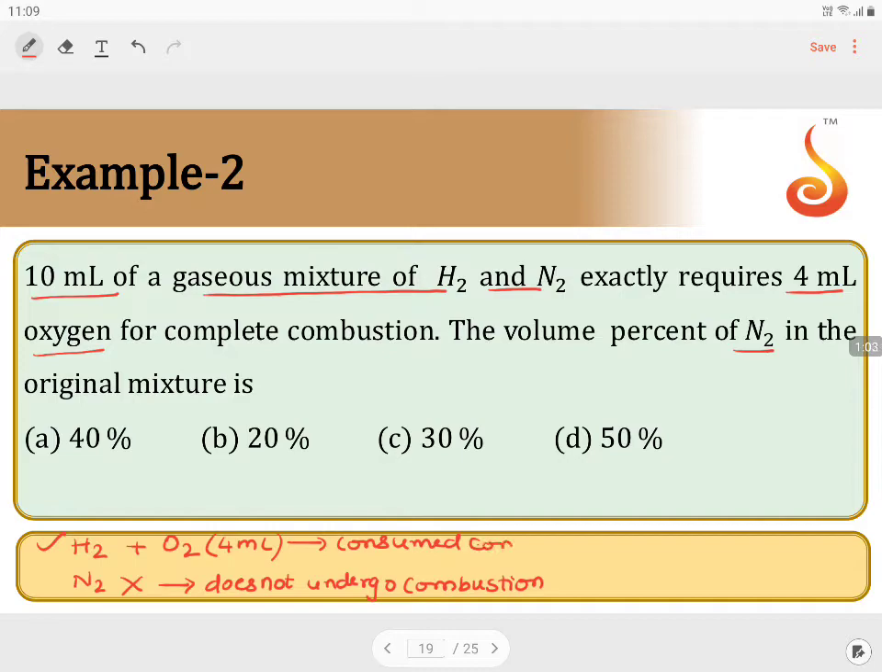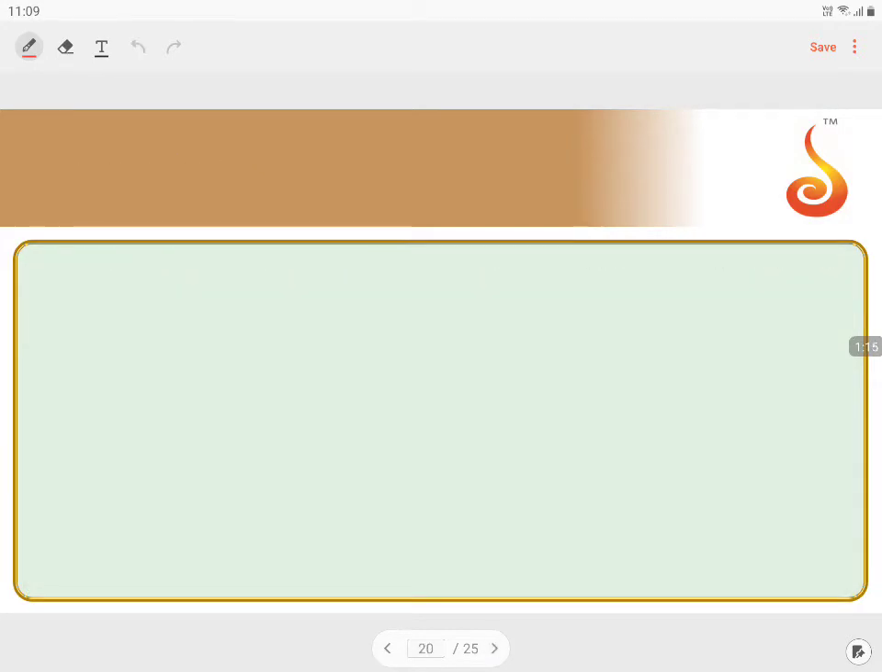consumed completely in the process of combustion, where the total mixture of gas I have taken is 10 ml. So having this data, let us solve this particular one. We know hydrogen combines with oxygen in a 2:1 ratio to form H2O, let us say at room temperature liquid. This is the gas and this is the gas. They are in the 2:1 ratio.